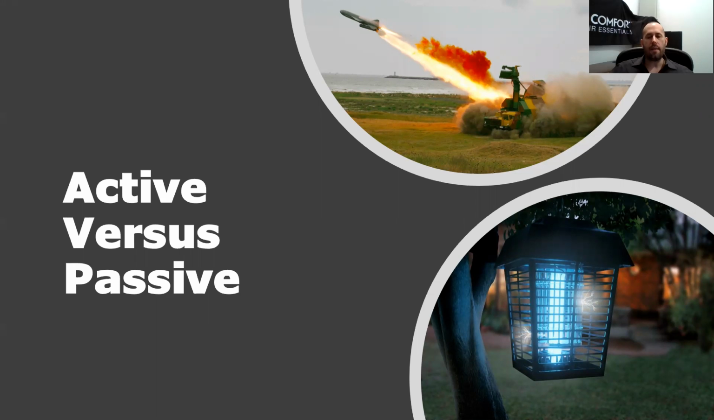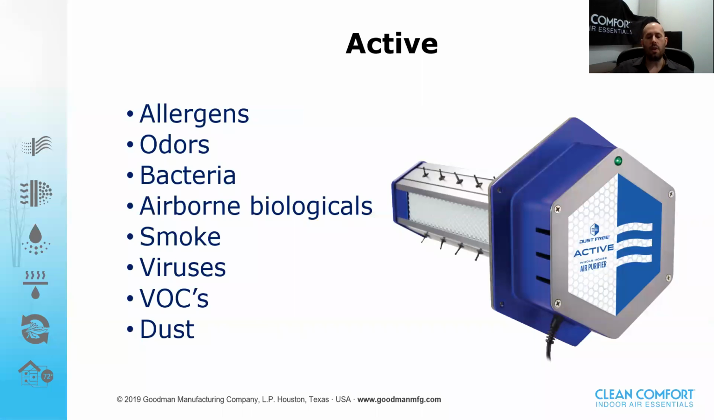Passive units have to wait for the germs to come to it. Active units go out and get them. It is the difference between a bug zapper and a heat-seeking missile. The active unit is dual technology. It uses oxidation to help with germs, viruses, bacteria, odors, VOCs, and it uses bipolar ionization to help with particulates, that dust, dander, pollen.